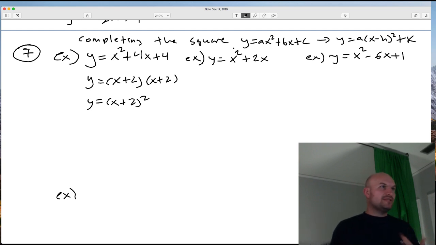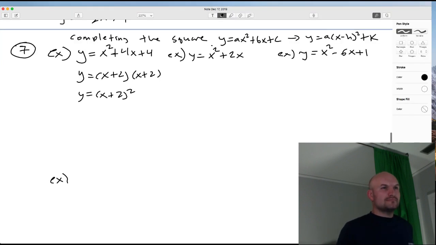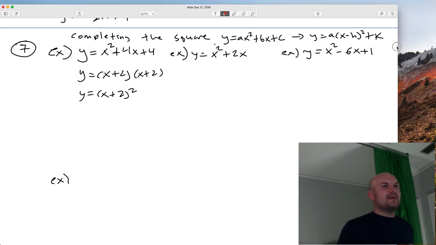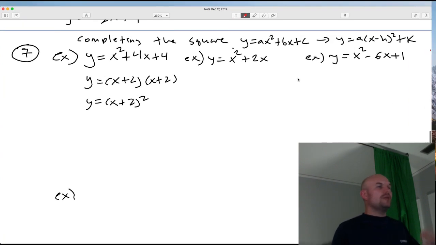The reason completing the square works is that all perfect square trinomials can be written, or factored, as a binomial squared. So our goal when we're completing the square is to create perfect square trinomials. So when I'm working on these problems, my goal here is to create perfect square trinomials.